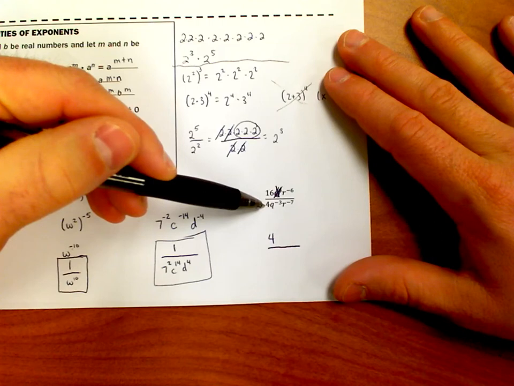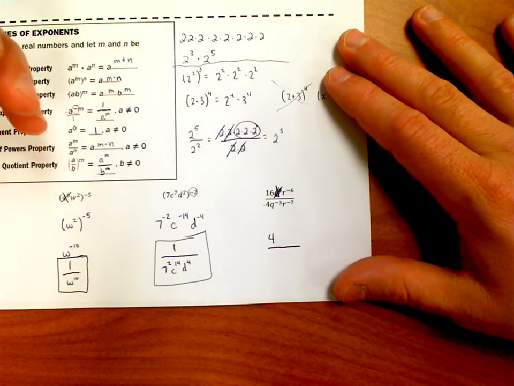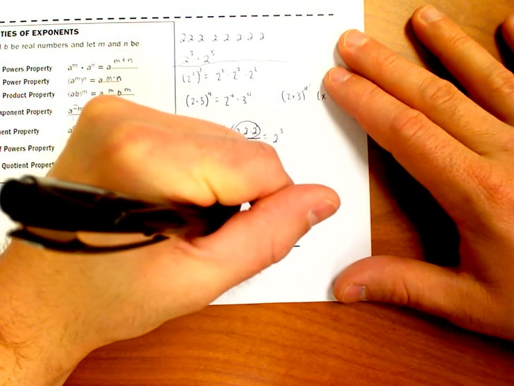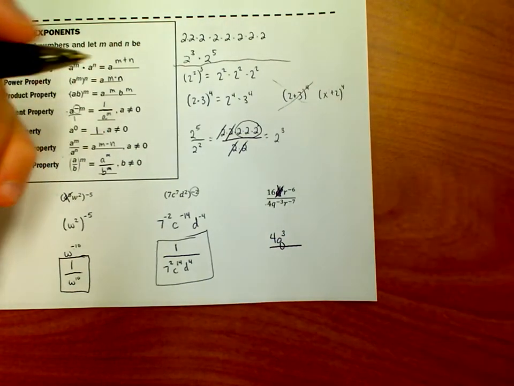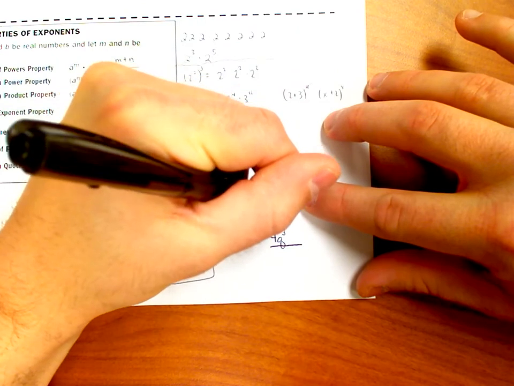As far as the q's go, I got rid of one of the q's. Here's a q with a negative 3 exponent. So what I'm going to do now, and this is the first time we've seen this, I'm going to flip it to the top of the fraction and make it a positive 3. And then I have these r's to deal with. And see, here's the thing about these r's. They both have negative exponents.